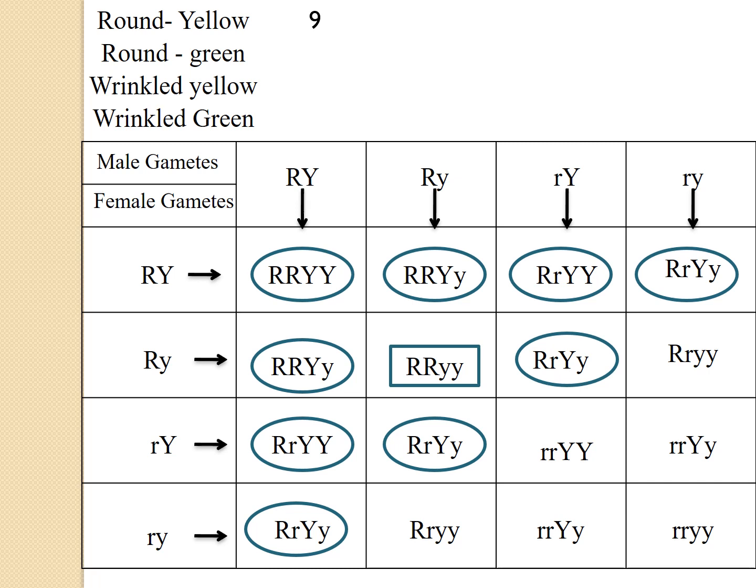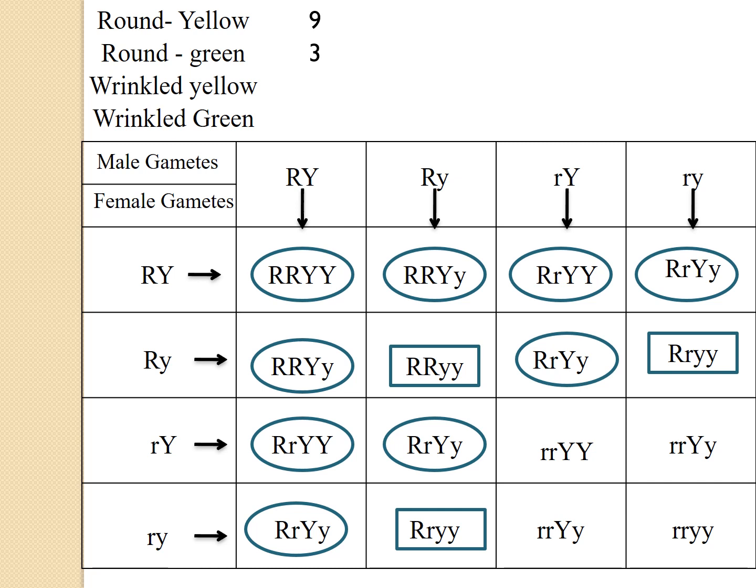So I have one out of the boxes. This also will be round green because it has capital R but small y. This also will be round green because it has capital R and small y. So if I count, I have a total of 3 which are round green. So round green I will write as 3.